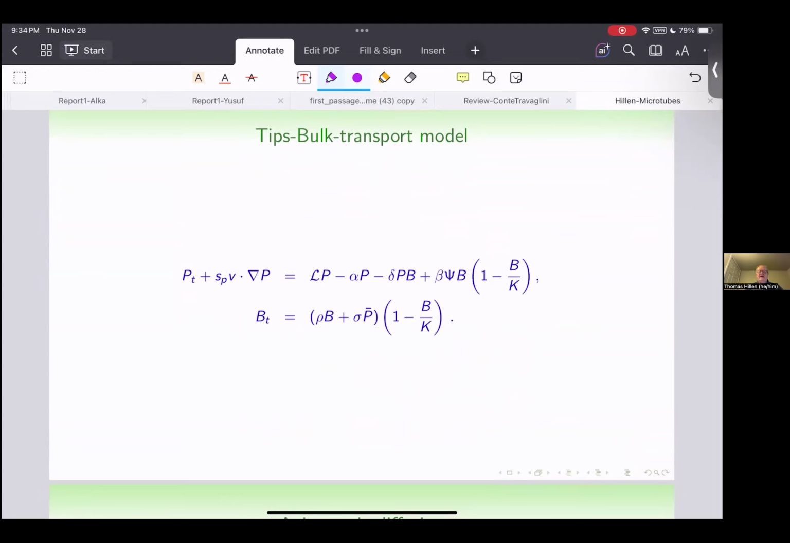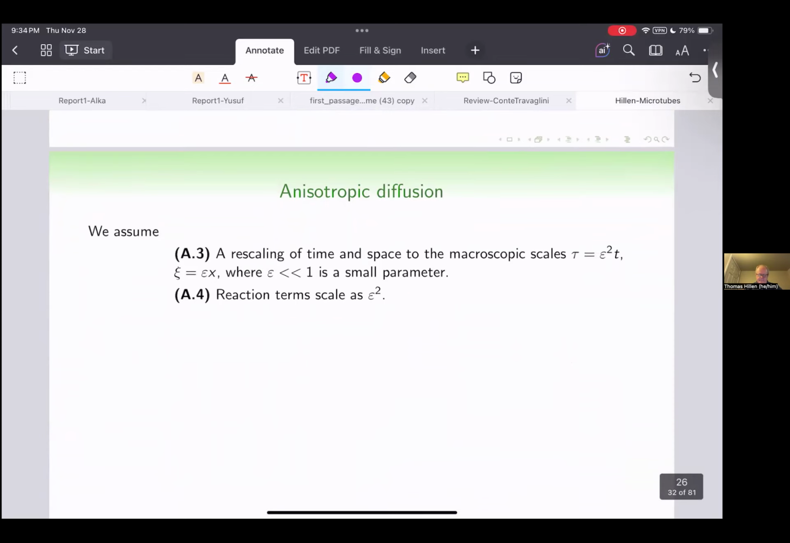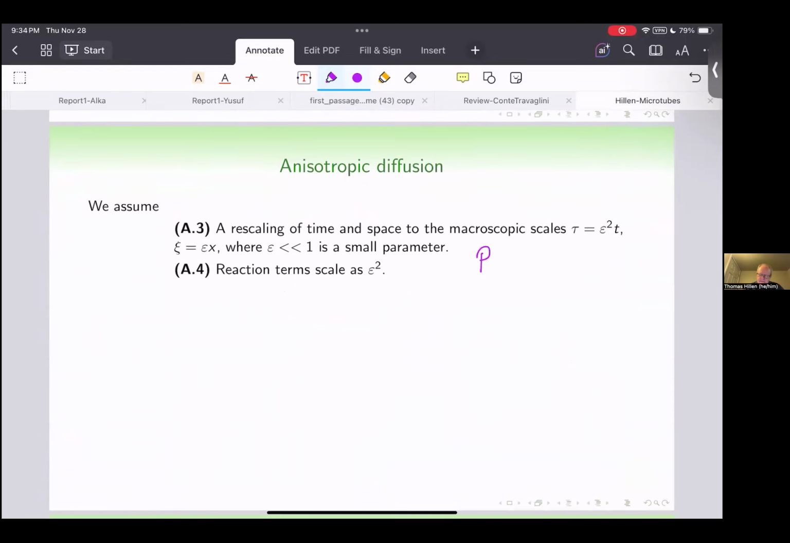So let's scale the transport equation. And there's something which is called diffusion limit or parabolic scaling. So this is what I do now. Parabolic scaling. So the time is scaled by epsilon squared t, and the space is scaled by epsilon x, where epsilon is a small parameter, which means we go to a long time scale tau and to a macroscopic space xi.